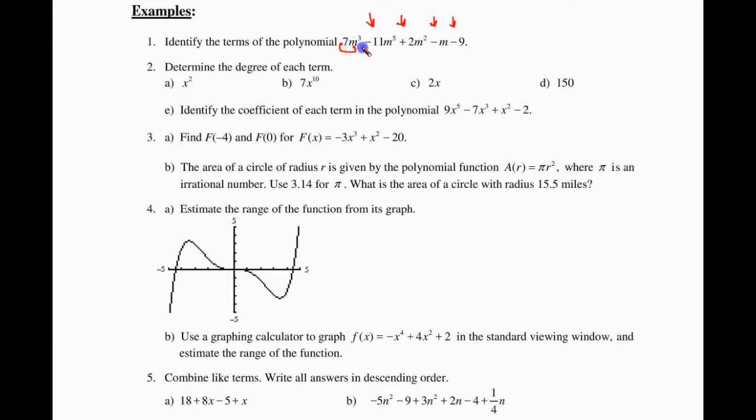What are they? Well, I'll just underline them for you. There's 1, 2, 3, 4, and 5. Now, when we look at a term, like let's pick the second one, a negative 11m to the 5th, notice that's just one term.